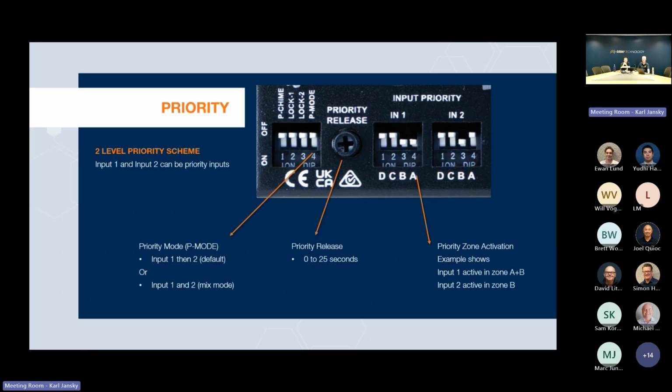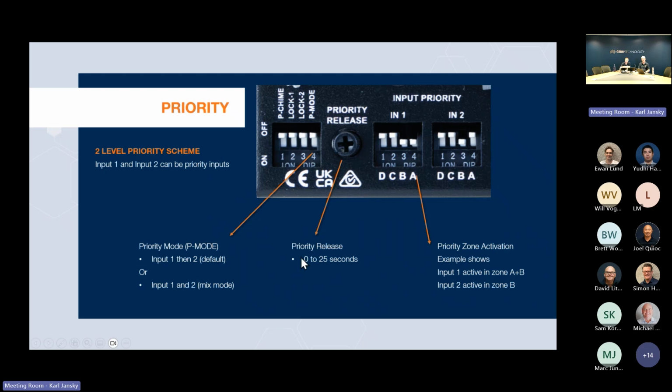However, if you wanted it to mix, you would then turn this dip switch in the on position, which means input 1 and 2 in mix mode. So if there are signals on either of the input 1 and 2, they would then mute inputs 3, 4, 5, and 6, and you would hear only those two mixed in the output zone.